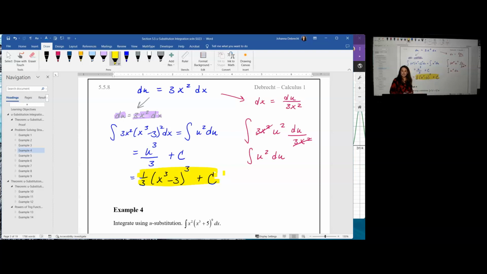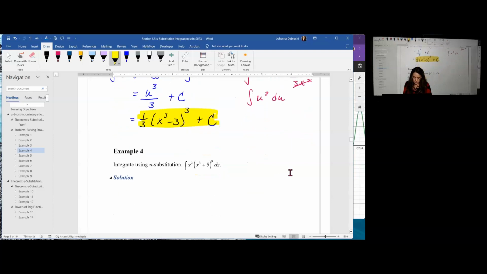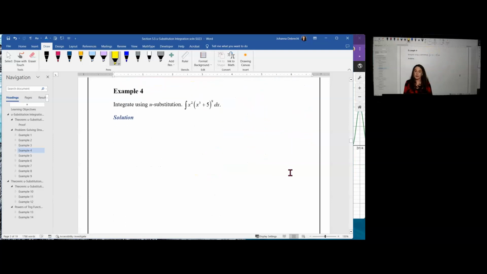Let's now turn our attention to example 4. In example 4, we can see that we do have a composition. We have x cubed plus 5 being raised to the 9th power. Again, in order for it to be u-substitution, I need a multiple of the derivative of the inside as a factor in the integrand. The derivative of x cubed plus 5 is 3x squared. I have an x squared, but not the 3.